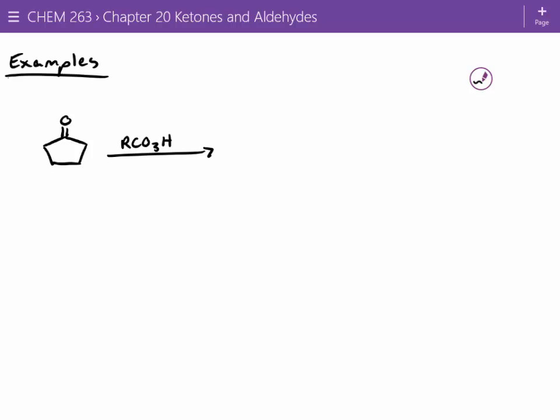Okay, so we're going to do a Baeyer-Villiger oxidation on cyclopentanone. Is there one side that's more substituted than the other? No, so it doesn't really matter, but we're going to form an ester. And the reason I wanted to bring this up is that this is a unique type of ester. It's an ester in a ring system, and these are called lactones.